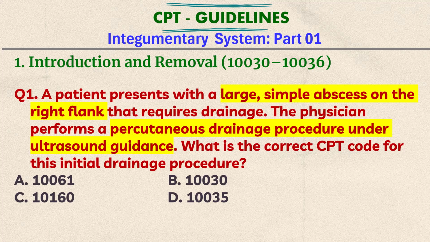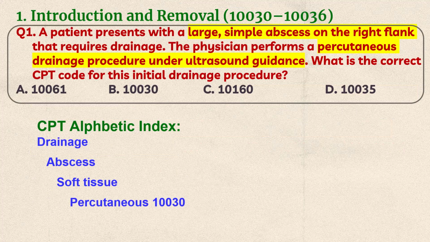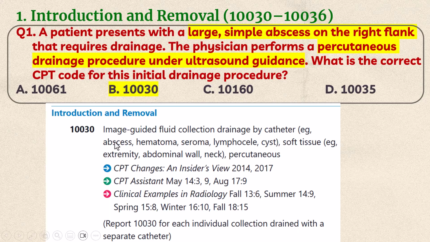Here you have to highlight: this is a large simple abscess on the right flank, percutaneous drainage procedure under ultrasound guidance. So take your CPT alphabetic index. There you have to go to the term drainage, then the subterm abscess, then soft tissue, then percutaneous. It will lead you to the code 10,030. Again, go back to the tabular list and confirm the answer. When you go to the tabular list, you read the 10,030 code description that says image guided fluid collection drained by catheter. Example, abscess, hematoma, seroma, soft tissue, percutaneous. So that represents the scenario, that is large simple abscess on the right flank, percutaneous drainage under ultrasound guidance. So the correct answer will be 10,030.